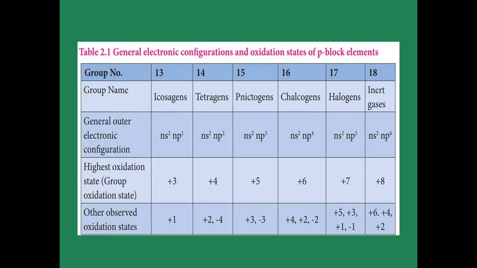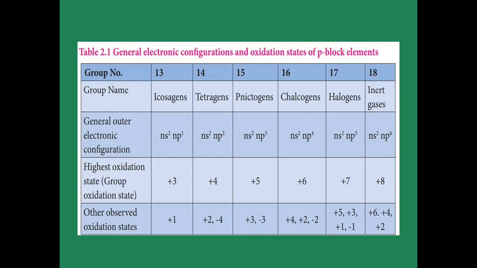In the previous slide, we learned the electronic configuration of p block elements. In this slide, we are going to learn the oxidation states. First, 13th group, you see the outer electronic configuration ns2, np1. First, the highest oxidation state. How do they get it? The last 3 electrons go out, meaning they get +3 oxidation state, which is called the highest oxidation state or group oxidation state. Next, the other observed oxidation state for 13th group is +1. It is obtained when the np1 electron alone goes out, meaning we get the oxidation state +1.